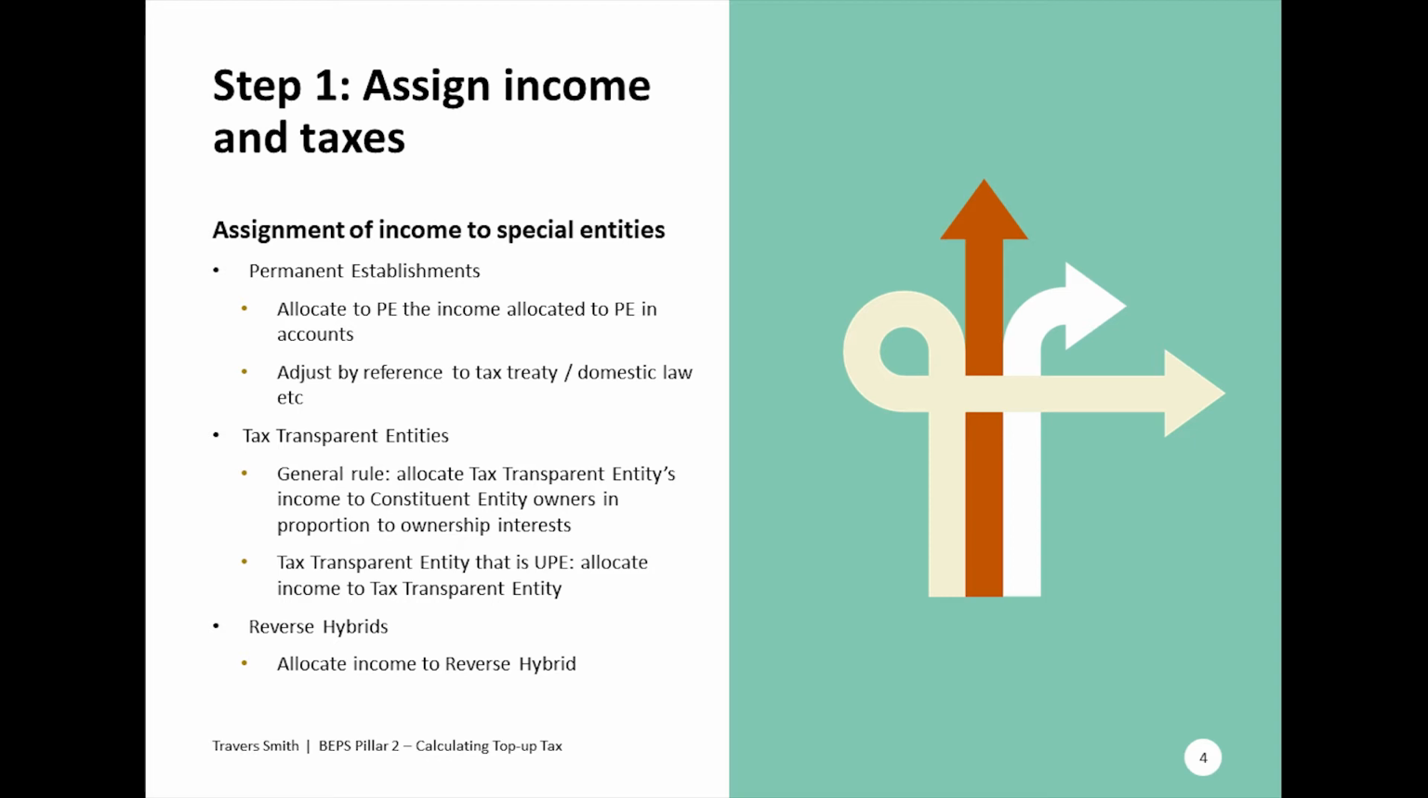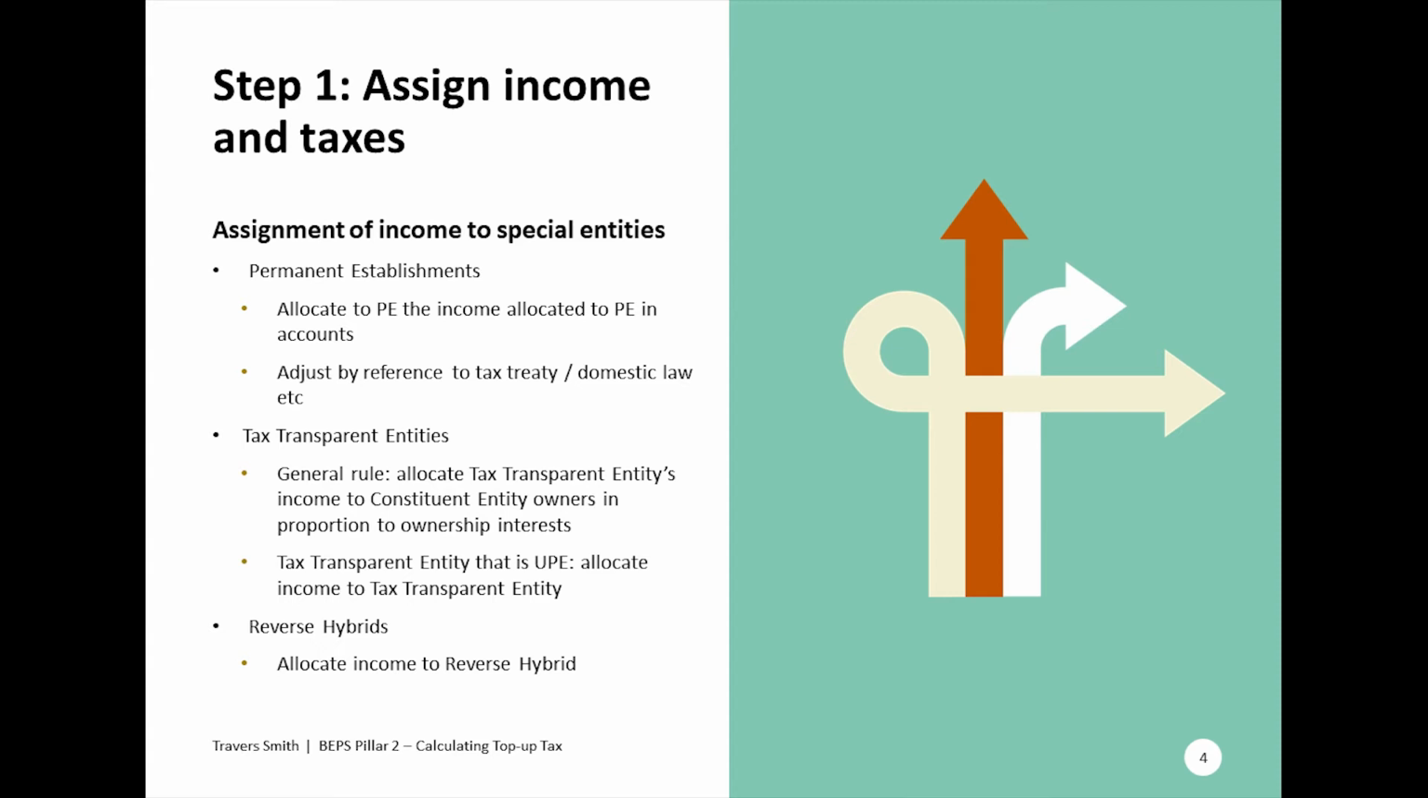The income that is allocated to the permanent establishment is the income that is allocated to it in the financial accounts, but then you adjust that income by reference to the relevant profit attribution rules. So if the permanent establishment has arisen under a tax treaty, then you would look to the profit attribution rules in the tax treaty. Likewise, if it has arisen under domestic law, then you would look to the profit attribution rules under the relevant domestic law.